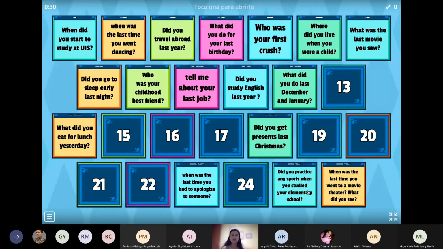Another student, volunteers? The ones that I haven't called, did I call everyone, or am I missing someone among those participating here? No? Did everybody participate? Who wants to participate again? Another two students that want to repeat.